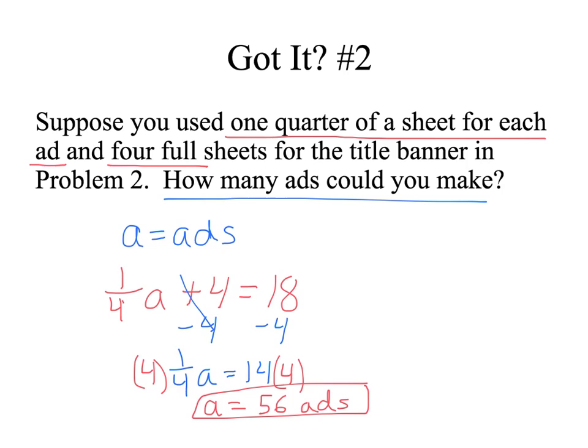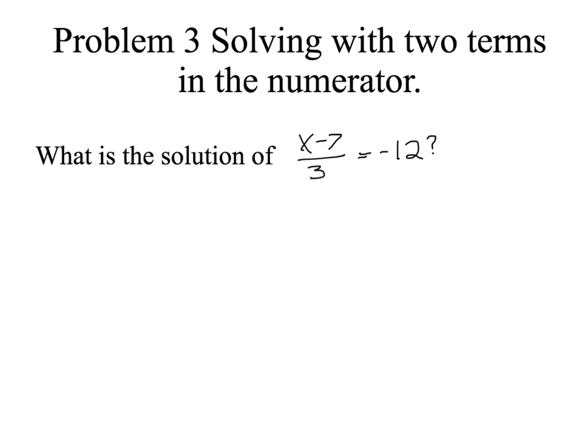And if that's still not enough, then we would rework and make a new equation. Alright, problem 3, solving with 2 terms in the numerator. So what is the solution of x minus 7 over 3 equals negative 12?